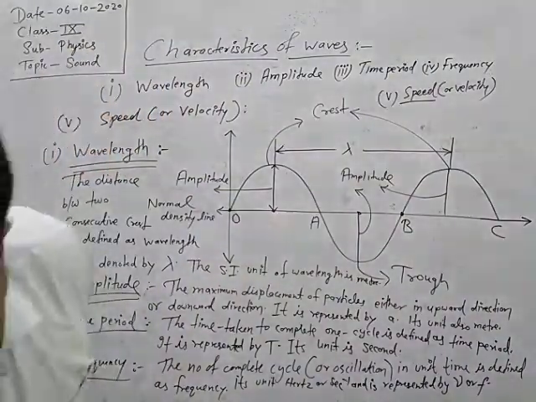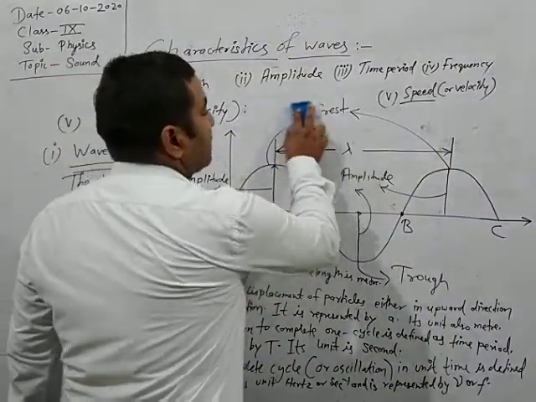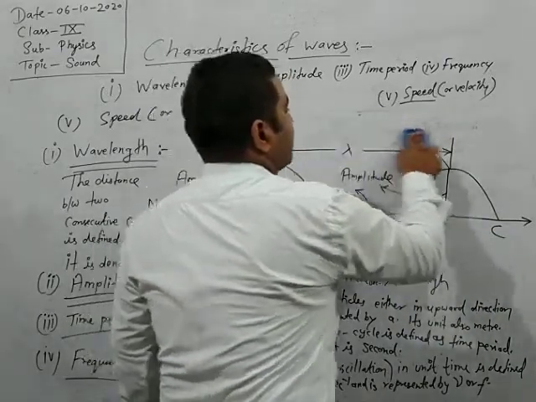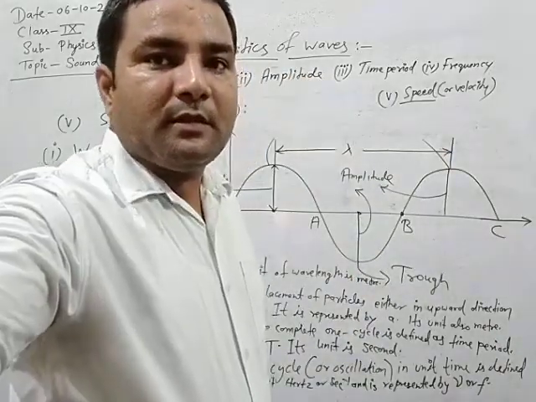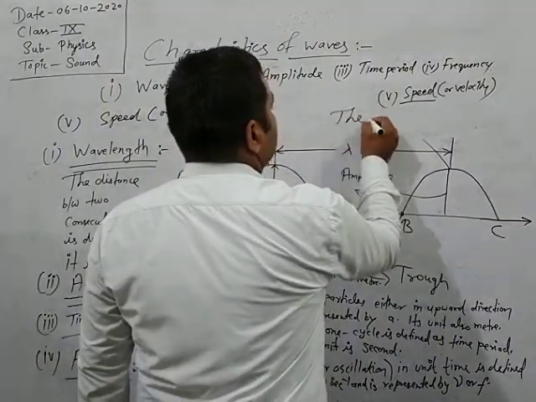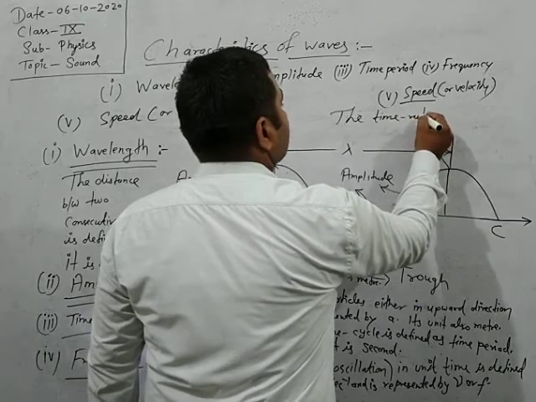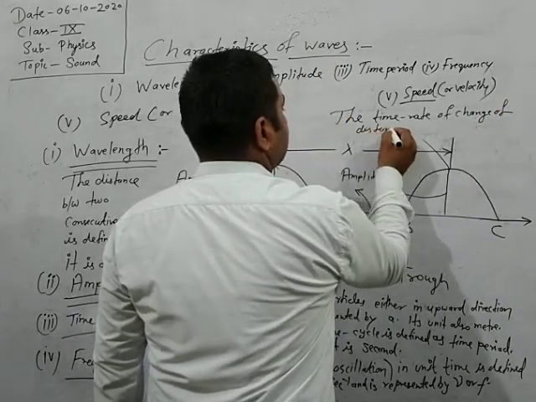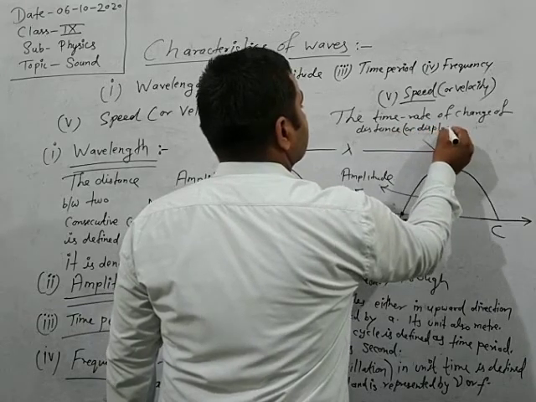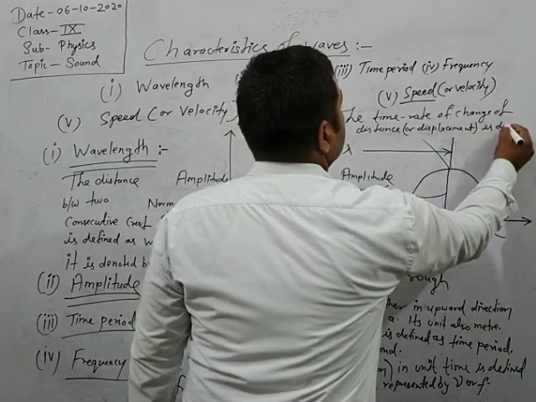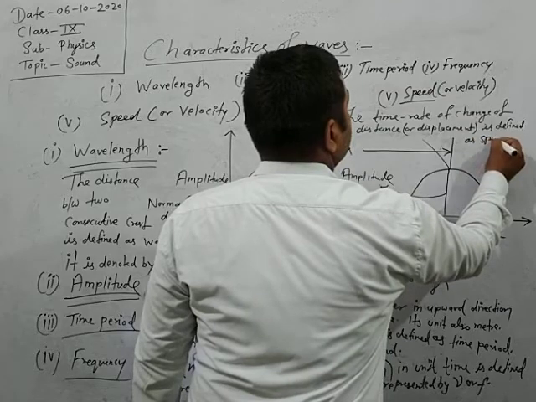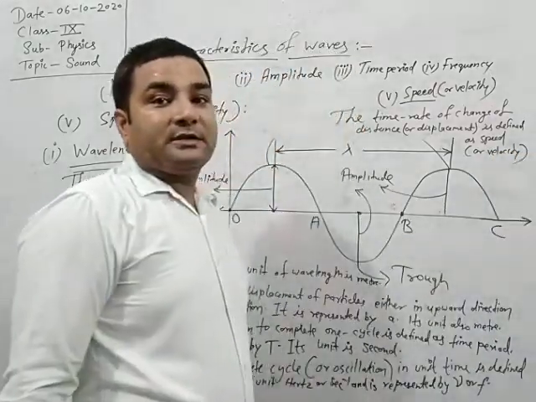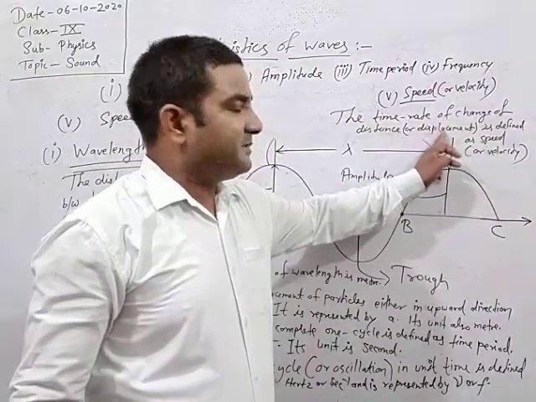Let's see here. The time rate of change of distance or displacement is defined as speed or velocity. Clear? When the time rate of change of distance is taken, it is speed, and when displacement is taken, it is velocity.